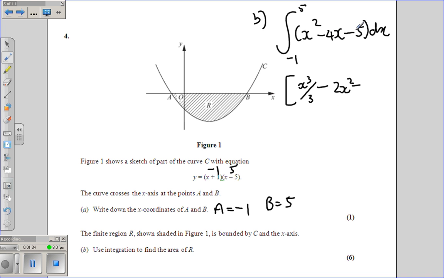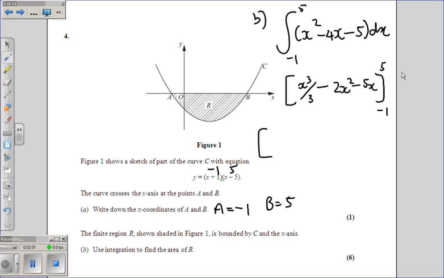Take away 5, when you add 1 to the power, you just get 5x. Dividing by 1 leaves it the same. We don't need to bother with plus c because we're actually using a definite integral. We're putting numbers in. So now all we need to do is substitute 5 in here, then substitute -1 in. If you're using a calculator, make sure that when you substitute negative numbers in especially, you put them in brackets.